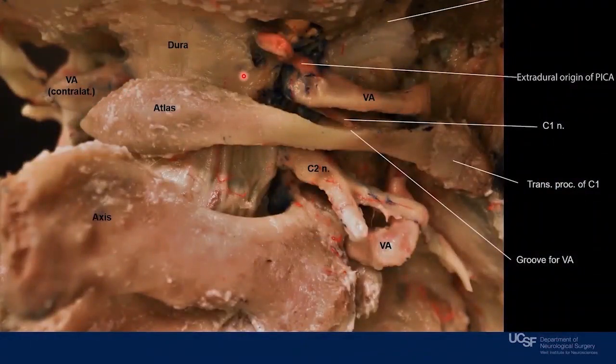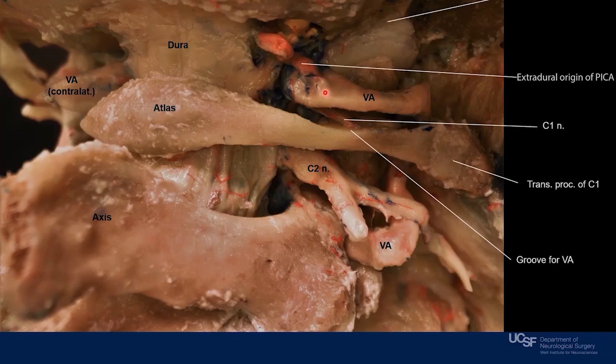This is a posterior view of the craniocervical junction. We see the posterior arch of atlas, the bifid process of axis, transverse process, this long transverse process of C1, the V3 segment, and we also see anterior to the V3 segment, this horizontal portion, we see the nerve root of C1 or the suboccipital nerve.